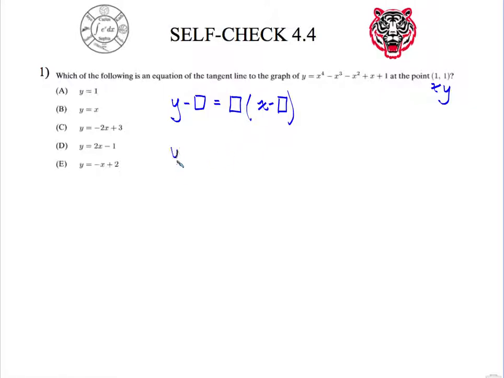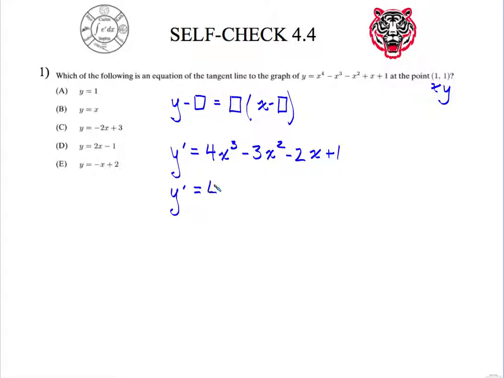Y derivative. Y prime. Okay, derivative is, shout it out. 4x cubed. Oh, minus 3x squared. I thought someone was going to take over. Oh. Minus 2x plus 1. All right, and then what are we going to plug in for here? Plug in our x. Yeah, we plug in our x, and that'll give us our slope at that point, because we need the slope at that point for the tangent line.